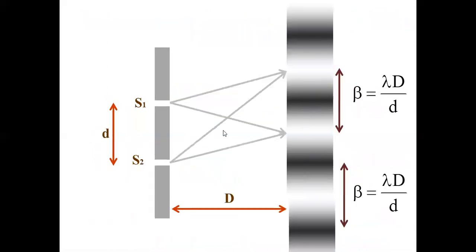Now we will go to fringe width. You know that the distance between two successive bright fringes is beta. And yesterday, in the previous class, we derived this as lambda D by d. Capital D is the distance between the sources and the screen, and small d is the distance between the sources. So beta is equal to the distance between two successive dark fringes or two successive bright fringes. Okay, we will move on.